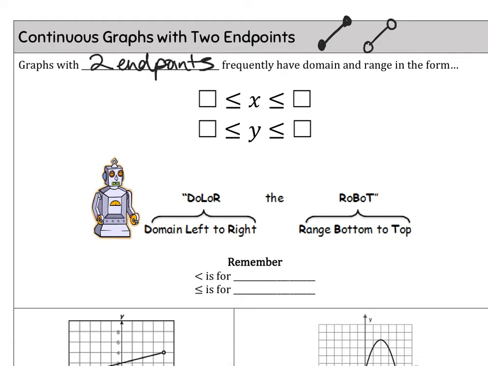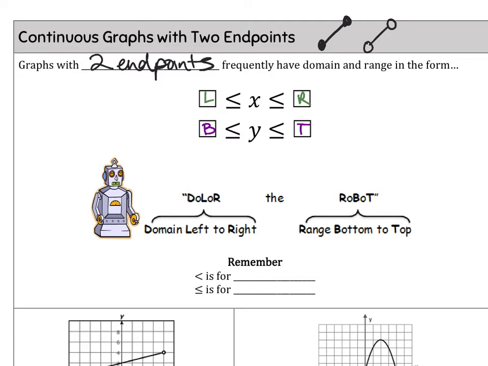are like the puppy. They frequently have domain and range in the form box, symbol, X, symbol, box. In those boxes, you're going to write me the left and the right number for the domain, the X's. And then for the range, we're going to do the bottom and the top.